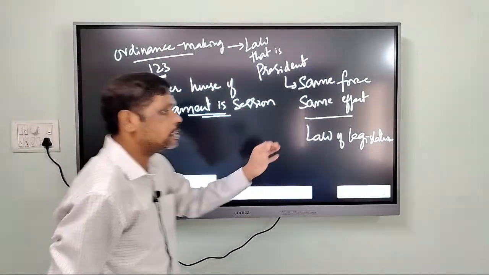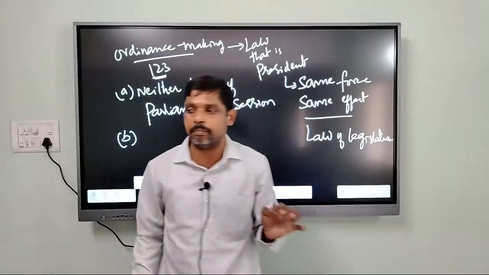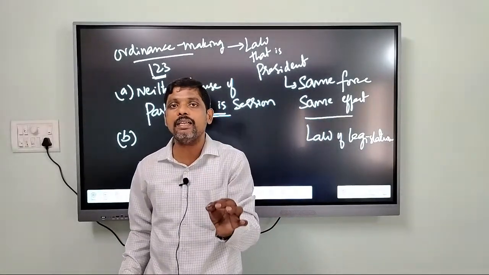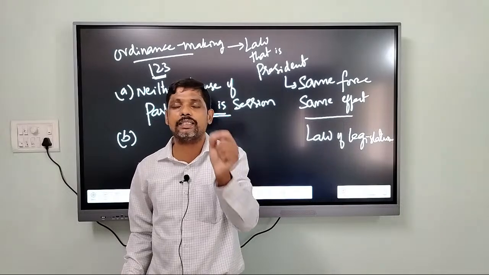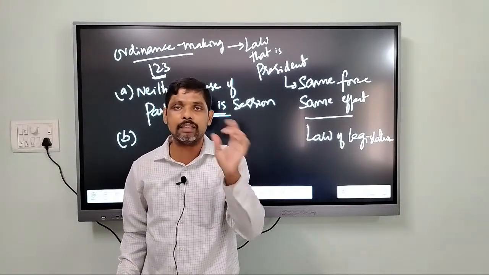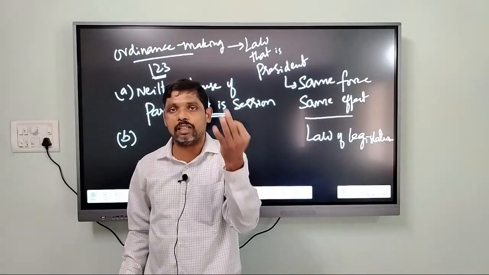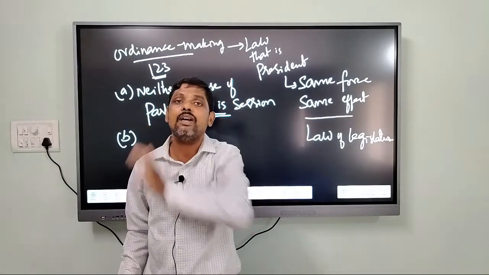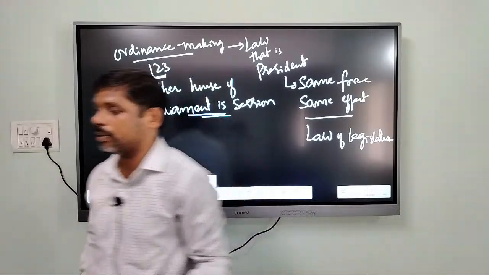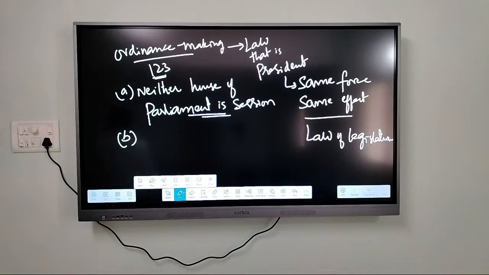So parliament session lo ledu kabatti, right, ordinance anedi issue cheyadam jarugutundi. అంటే అర్థం ఏంటిది? ఒక లా ఆఫ్ పార్లమెంట్కి ఎంత ఎఫెక్ట్ ఉంటుందో, ఎంత ఫోర్స్ ఉంటుందో అంతే ఎఫెక్ట్ ఆర్డినెన్స్కి ఉంటుంది. ఇది బాగా గుర్తుపెట్టుకోండి, రైట్. So this ordinance is issued right when parliament is not in session, right.